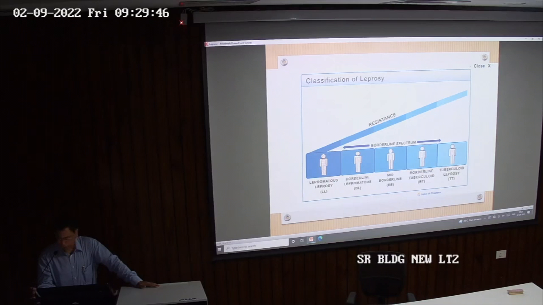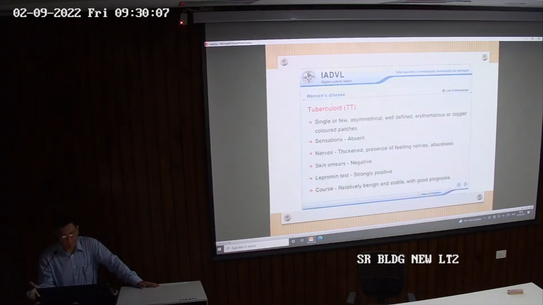There are many classifications, classified according to the number of bacteria and the number of lesions. There are also cases of reactions in leprosy. This is the simplest classification: lepromatous leprosy, borderline lepromatous, mid-borderline, borderline tuberculoid, and the tuberculoid pole. Now we'll discuss each one of them in a few slides.